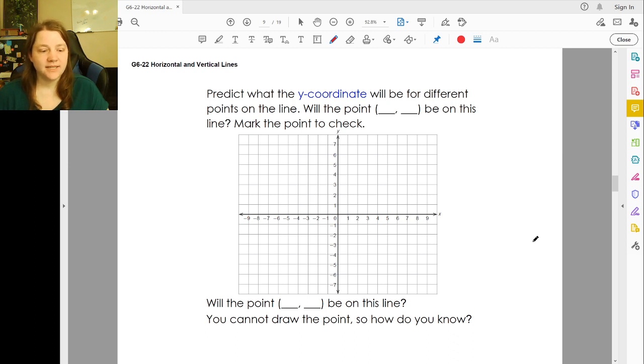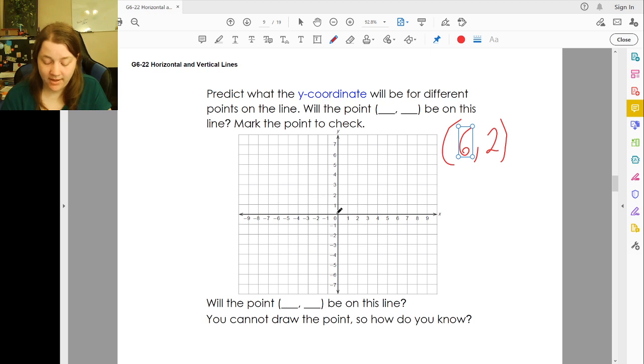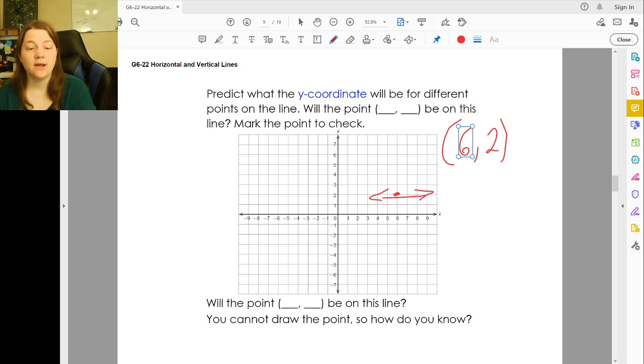So, let's say that we're looking at the point 6, 2. That means I'm going to run 6 and jump up 2. How do I get another point that's going to be on the same horizontal line, the same line that's going to be going across? To get that, I would need to make sure that I'm jumping 2 every time. One, two, one, two, one, two. So that means that the y coordinate would need to stay the same to be keeping a horizontal line.